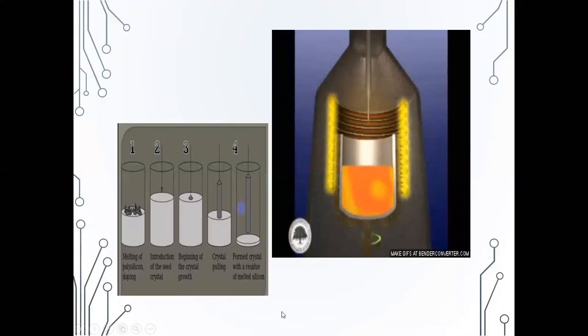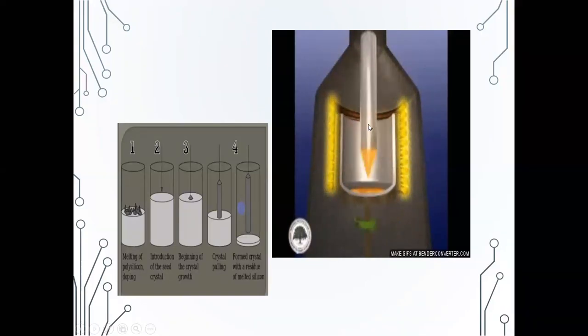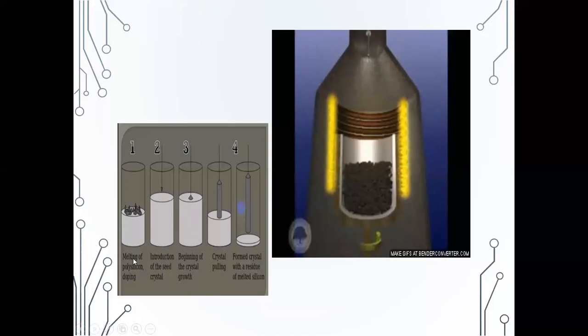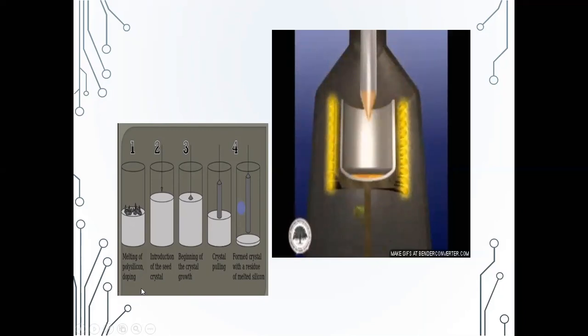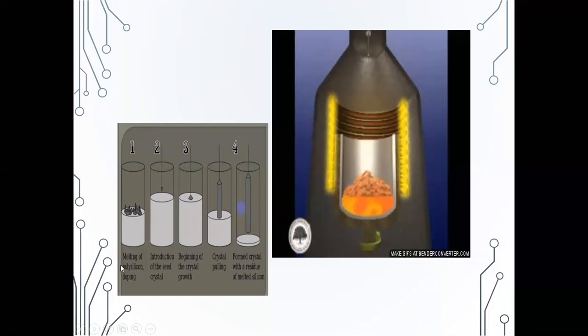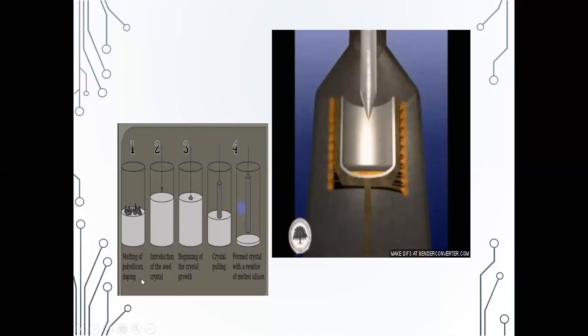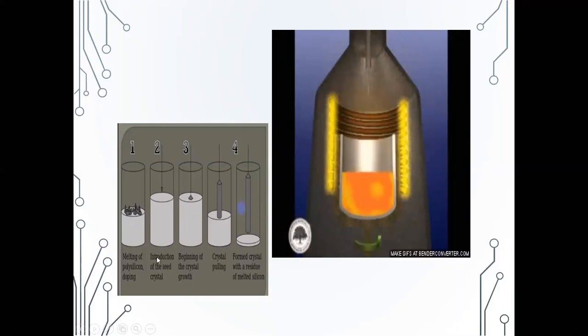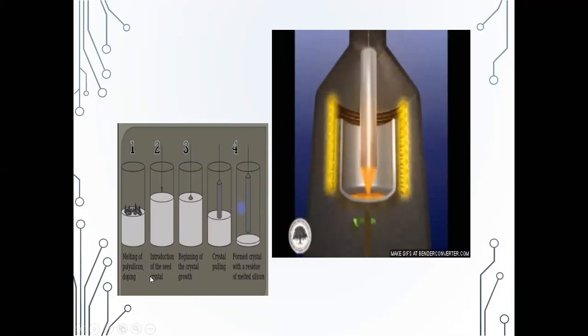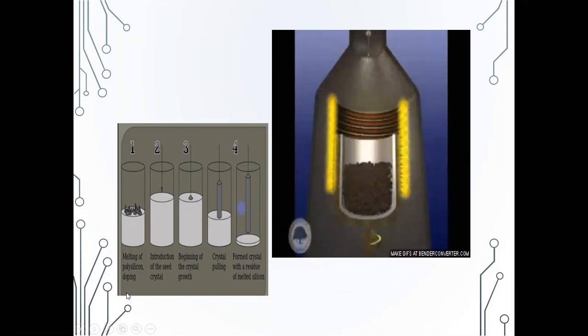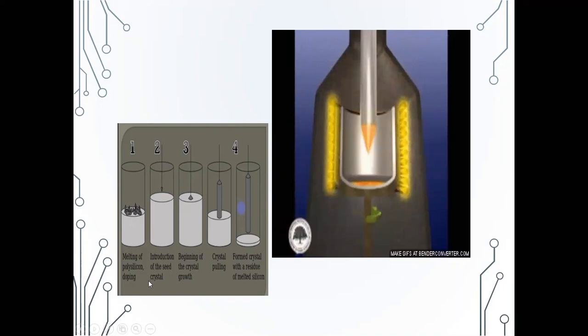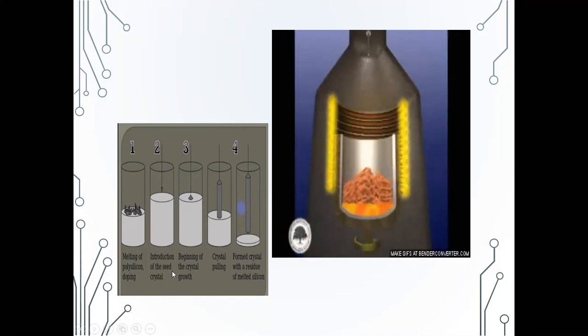So melting, seed crystals, and this is already your wafer. So you have here the melting of the polysilicon, we call it, and then the doping. The doping is a process of introducing some impurity in the pure silicon. That way it will be electrically charged, because pure silicon, if you have learned, is non-conductive. So there has to be a certain amount of impurity present in it so that it will be electrically conductive. So that's the process of doping.